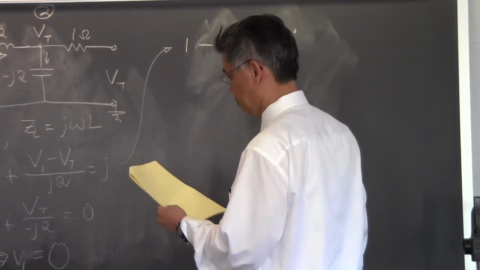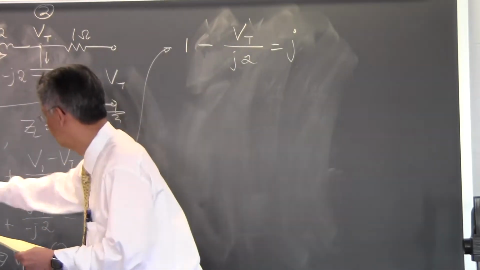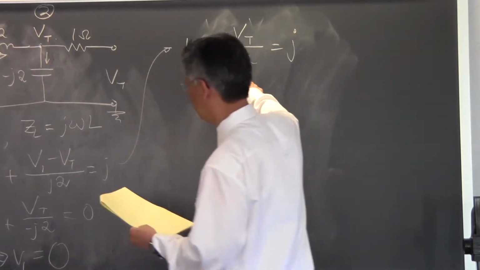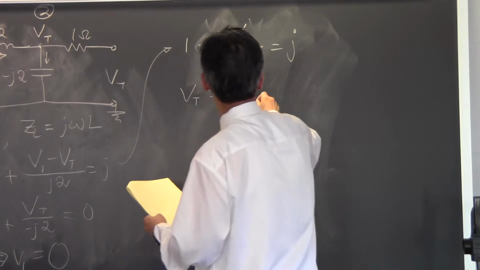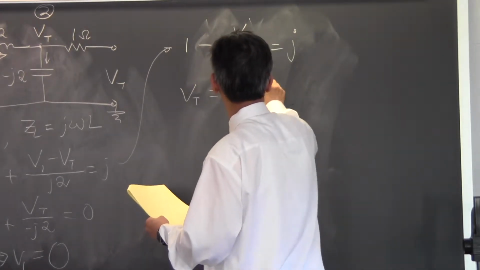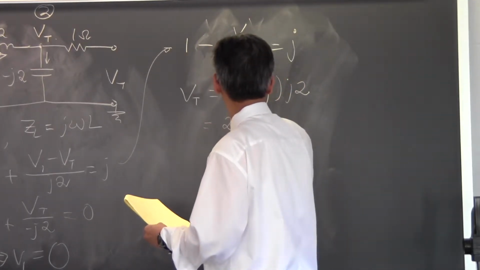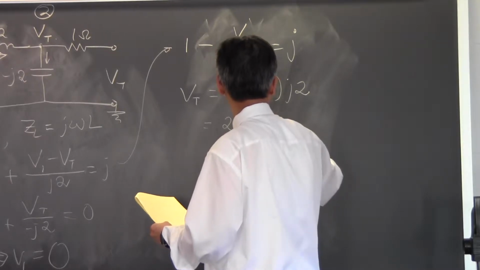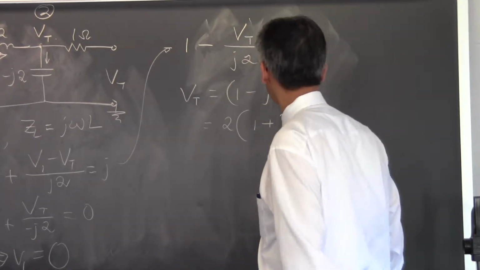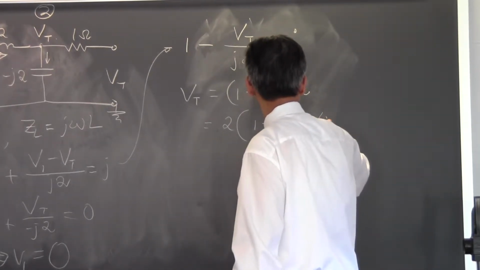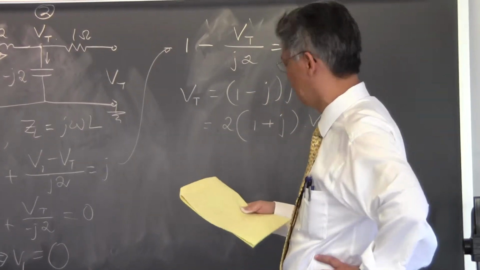Plus 1. What is that? This is correct, right? If I set V1 to 0, I get this equation. It's correct, right? So Vt must be equal to, if you take this over to the other side, 1 minus j times j2, which is equal to 2 into 1 plus j. Right? So that is the answer. I got it correct. Both. So Vt is just found to be that quantity over there.